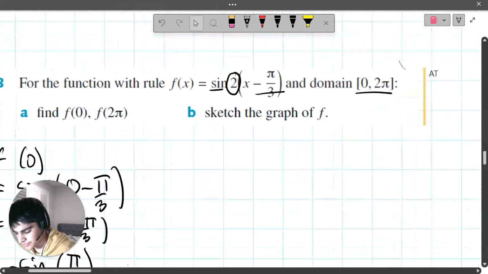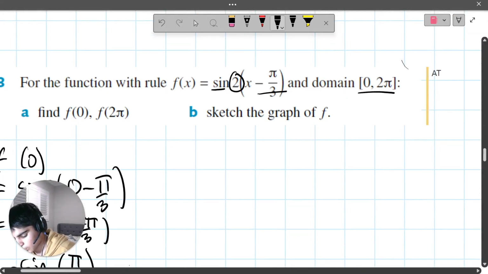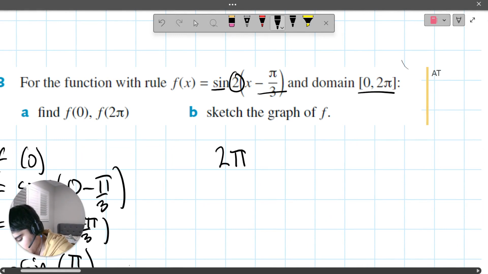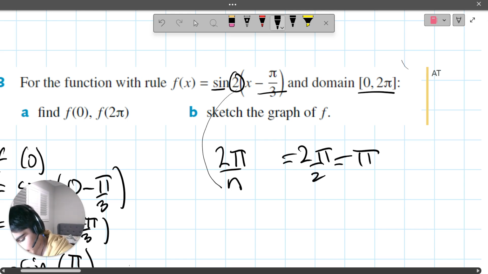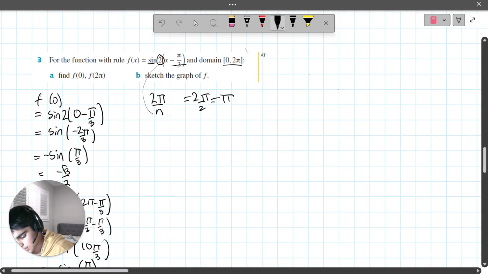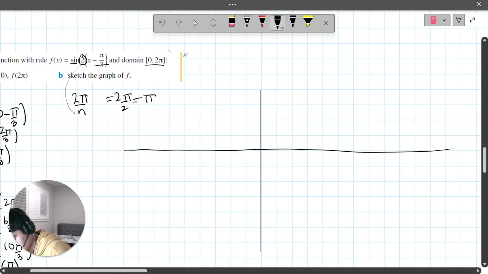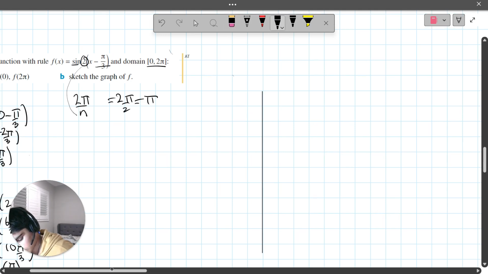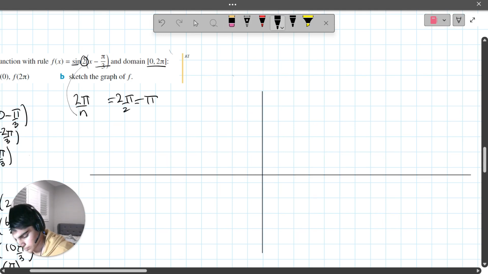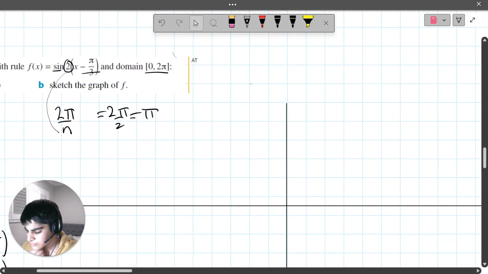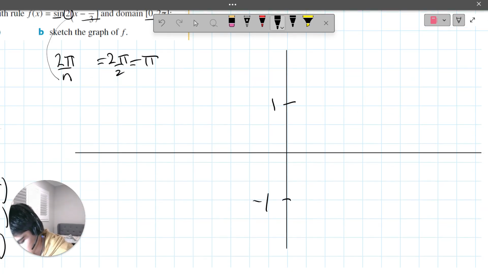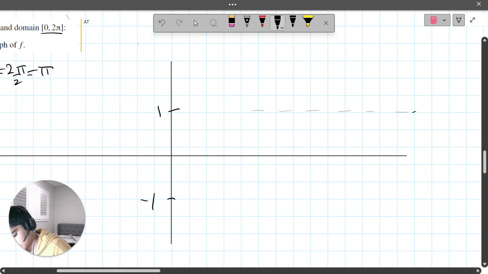Now let's sketch this. Now we know that we have a dilation of 2 relative to the y-axis, and as per the rule 2 pi over n, which represents this dilation, our period equals 2 pi over 2, which equals pi. Sketch this out. Okay, sine 1, negative 1, that's our amplitude. Let's draw a dotted line here.